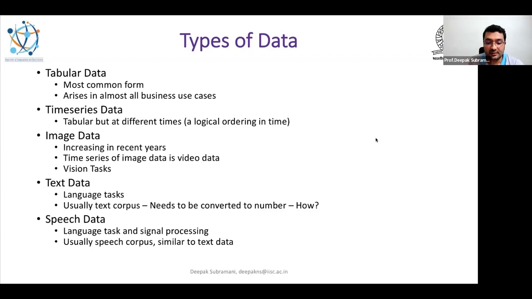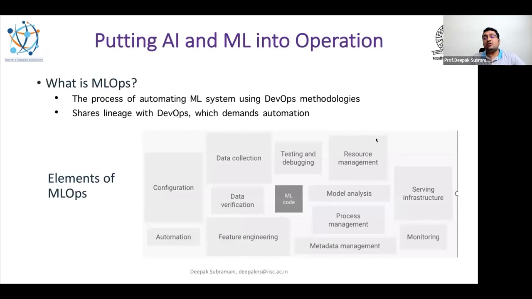And there are specific models that are capable of answering the questions of tabular data, of time series data, of image data, of text data, and speech data. Right? So that is what AI is capable of doing. Now, you want to take that AI system that works on these kinds of tabular data, image data, language data, speech data, and there are models that are capable of doing it.